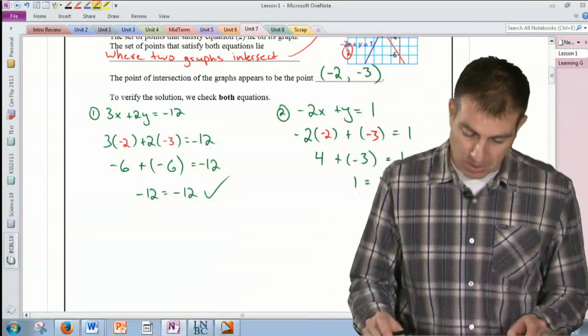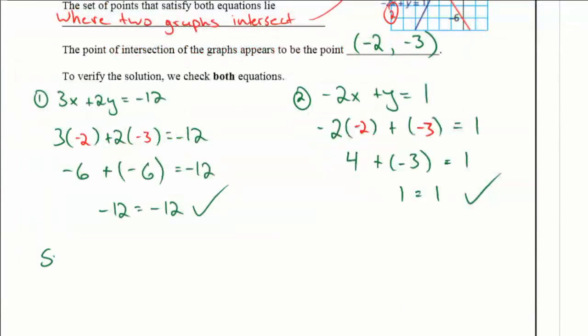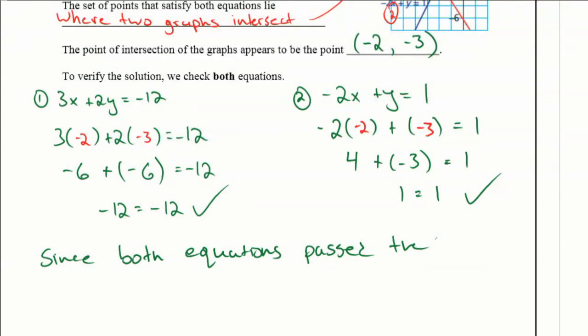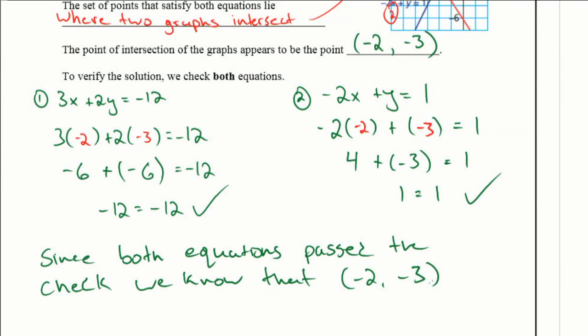So let's maybe just write down a note here. Since both equations pass the check, we know that (-2, -3) is the solution of the system.